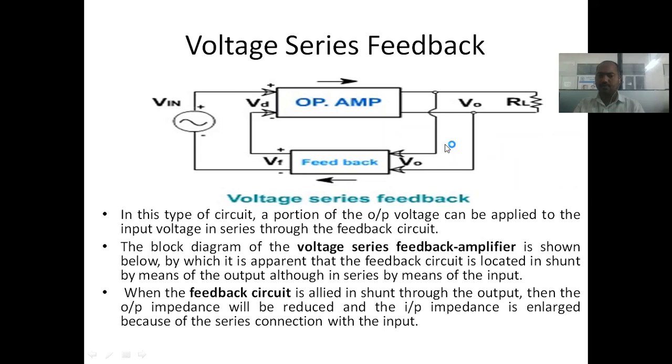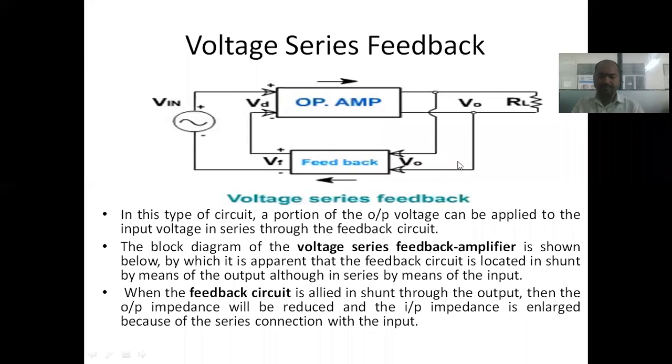So whatever output is going across your voltage series feedback, that should be applied to the input in series, right? Voltage series feedback means whatever the output, that must be voltage, and that should be connected to the input in series, right? That's why it is called voltage series feedback. See, this voltage is connected in parallel, and it should be connected to the input in series, right? So that's why it is called voltage series feedback, right? So why do we prefer the voltage series feedback?